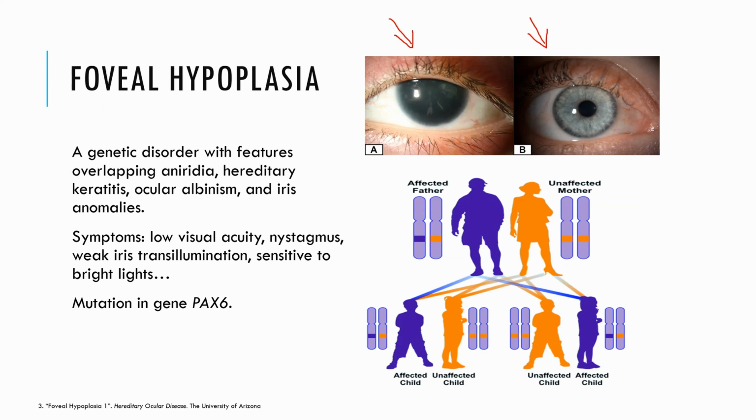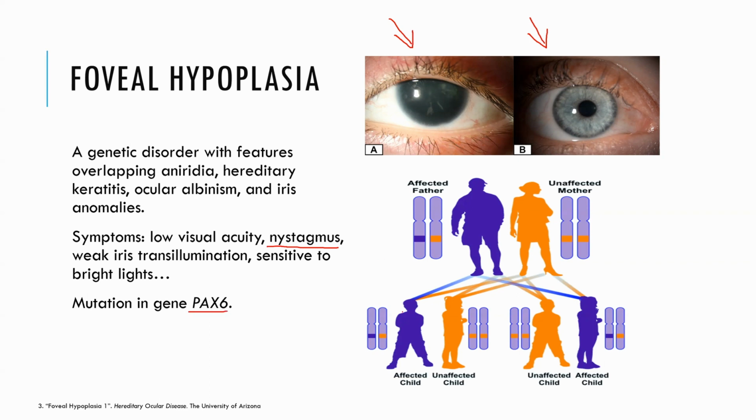And for hereditary keratitis, this simply means you have inflammation of the cornea. And for ocular albinism, the symptoms are something like involuntary eye movements, which is the nystagmus here. They also cannot look in the same direction with both eyes, and you become really sensitive to light. So this genetic disorder is mainly caused by the mutation of this PAX6 gene.